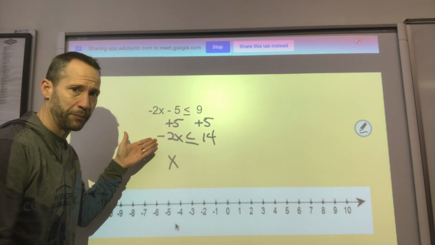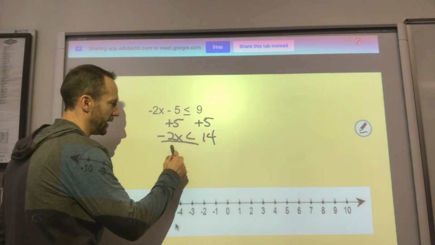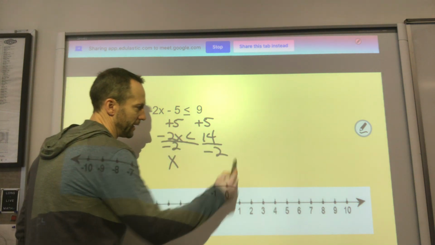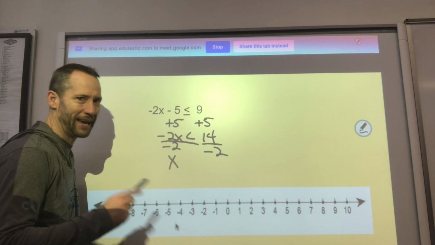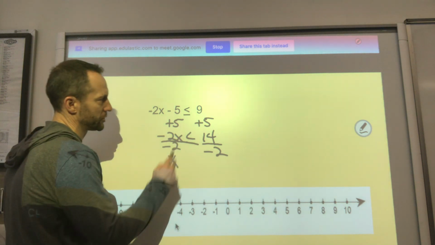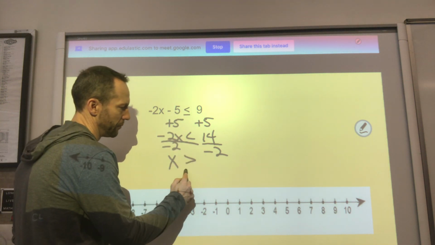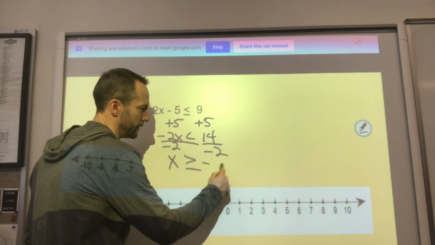So this looks a lot like my previous inequality. I'm going to divide. And notice what I'm dividing by again. I'm going to divide by a negative 2, which again tells me, okay, the opposite. I got to reverse that inequality. So instead of less than or equal to, we're going to make that greater than or equal to negative 7.